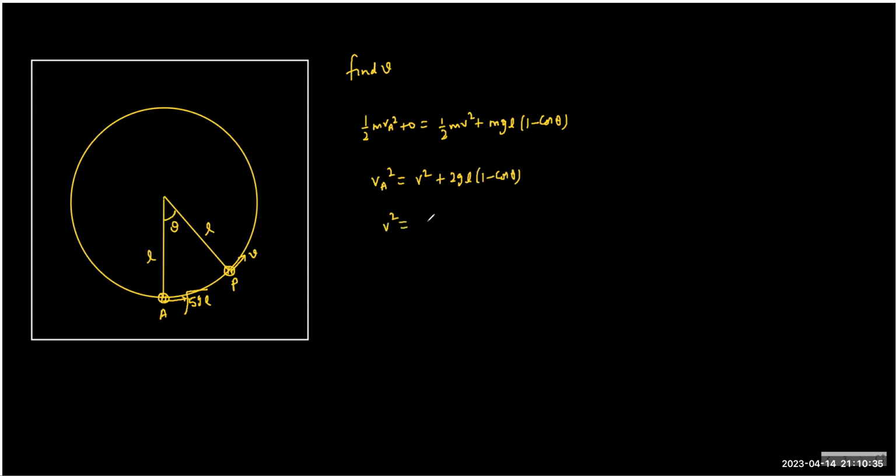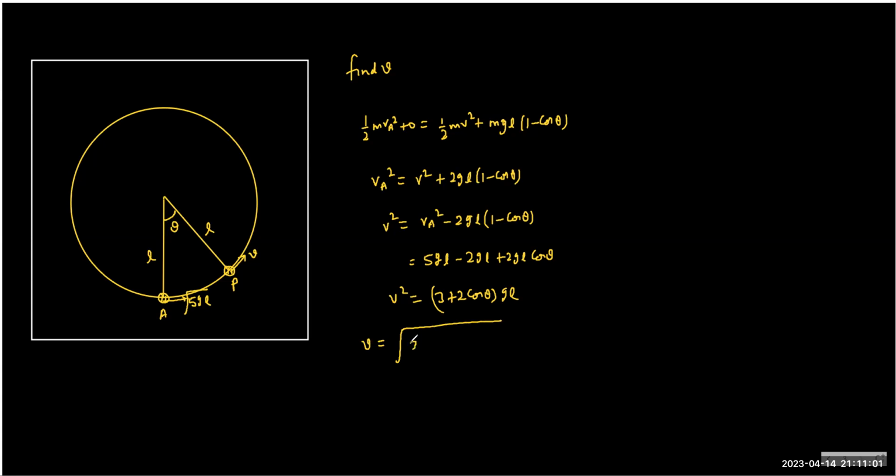So v square is how much? 5GL minus 2GL plus 2GL cos theta, right? Which is 3 plus 2 cos theta whole into GL. Is this what you got? Yes, sir. Okay. Yeah, so you got your mistake. I think you substituted VA as 5GL, right? Yes, sir. Got it.